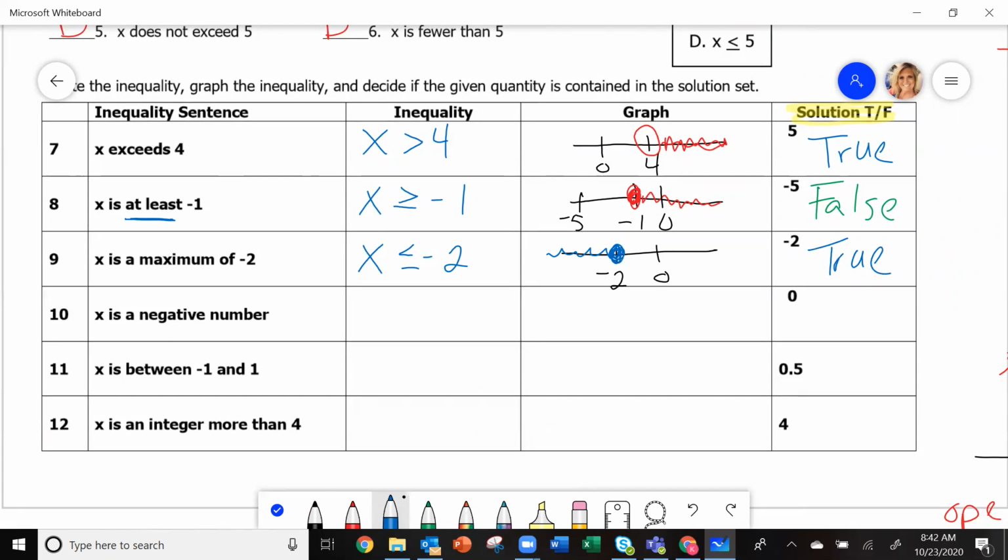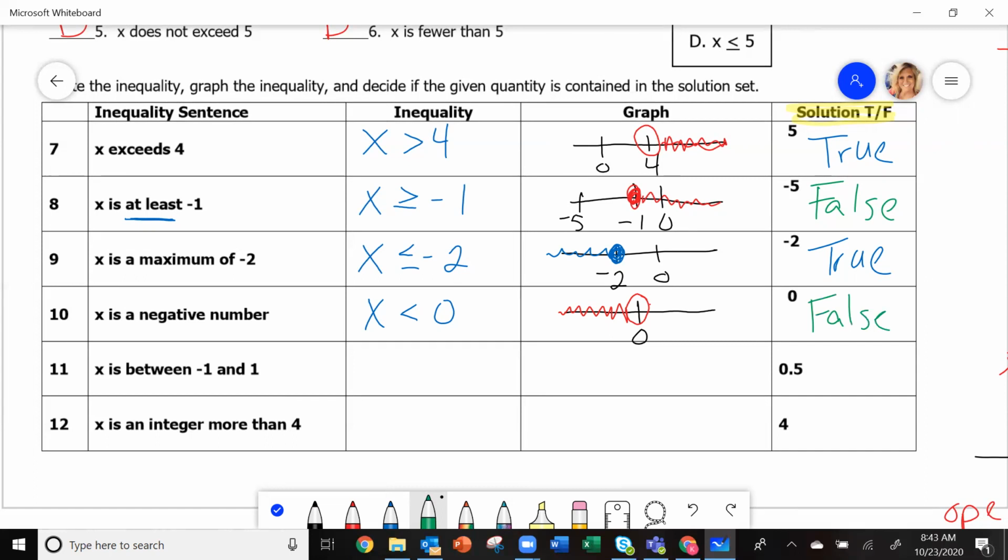All right, the next one says x is a negative number. If something is a negative number, it is going to be less than 0. Is 0 negative? 0 is not positive or negative, so that's why we leave it as less than. So at 0, we're going to have an open circle. Less than means we shade to the left. Now, is 0 a solution? Is it shaded in at 0? No, it is not, so this is false.